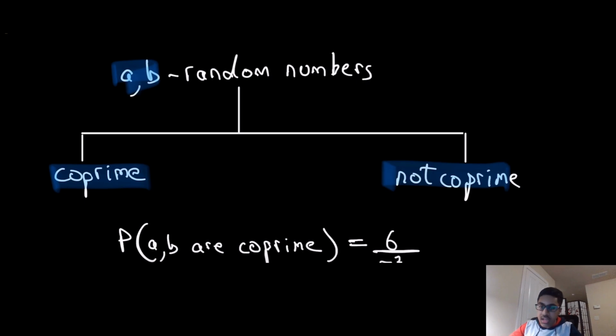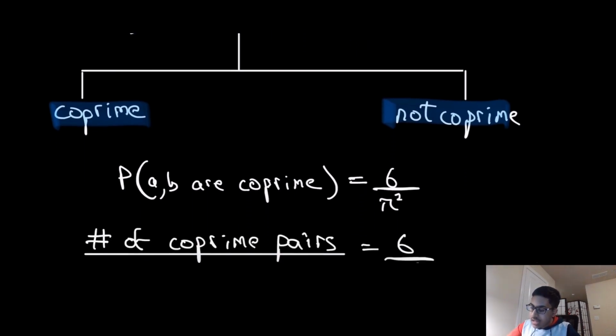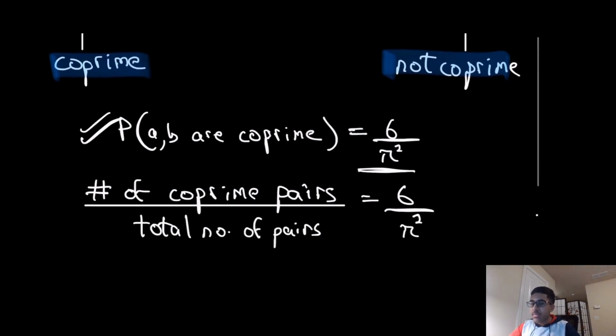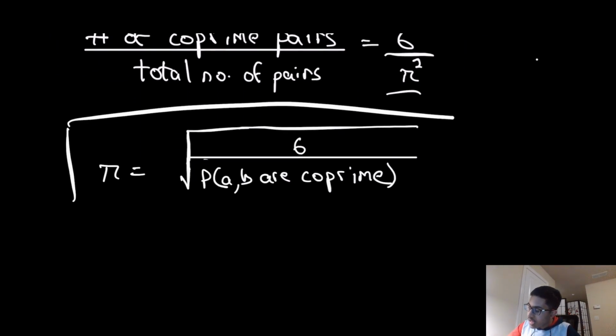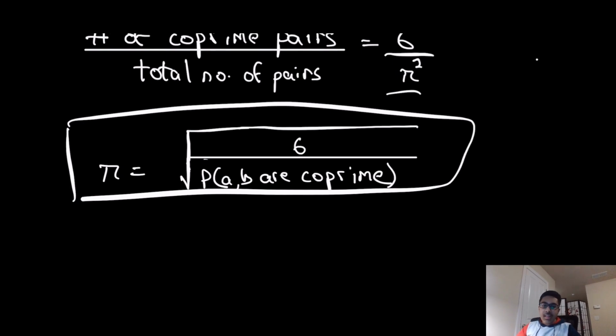Now, given this information, here's how we'll calculate pi. It turns out that the probability of any two random numbers being coprime is 6 divided by pi squared. So, if we divide the number of coprime pairs that we get by the number of pairs, we're going to get 6 divided by pi squared. And then we can solve this and get pi. Now, let's see how we actually do this in Python.